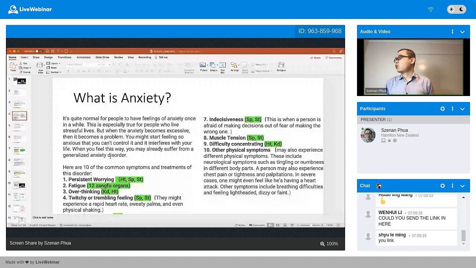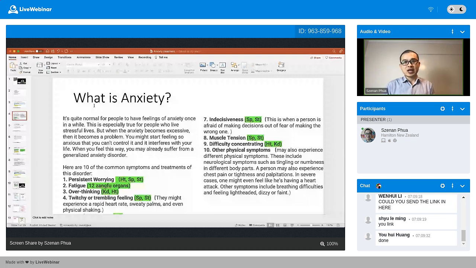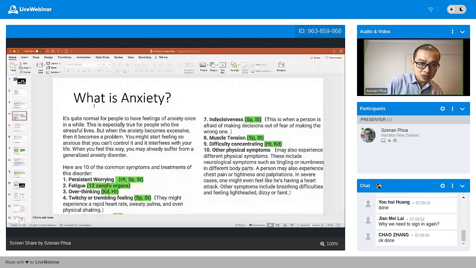Right, let's start. What is anxiety? It's quite normal for people to have feelings of anxiety once in a while. This is especially true for people who live stressful lives. But when the anxiety becomes excessive, then it becomes a problem, right? You might start feeling so anxious that you can't control it, and it interferes with your life. When you feel this way, you may already suffer from a generalized anxiety disorder.